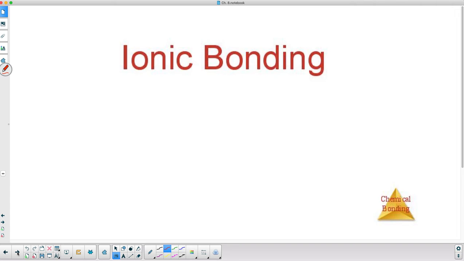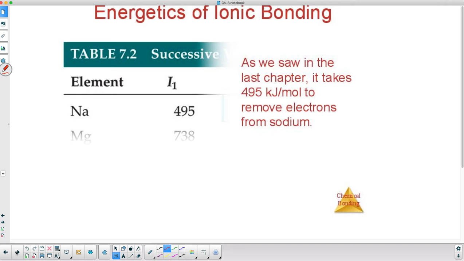Metallic bonding is when metals and metals, obviously atoms of metals, are joined together using their sea of electrons as a way to bond. So let's continue on with ionic bonding and see what's going on. As you notice here, energies of ionic bonding. One of the things that we've talked about is ionization energy. So what is ionization energy?